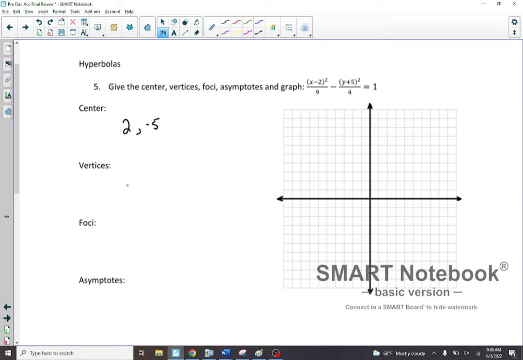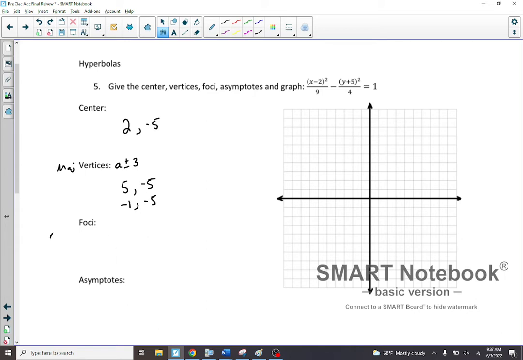The vertices. So the vertices are just considered the major vertices, but there's only one that we really care about, which is the major one, which is the positive one. Not necessarily always the biggest value, but 9 is bigger than -4, but it's the positive one. So the a value is plus or minus 3. That means I'm going to add and subtract 3 from the x value. So that's going to be 5 comma -5 and -1 comma -5.